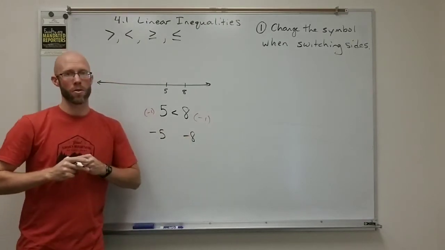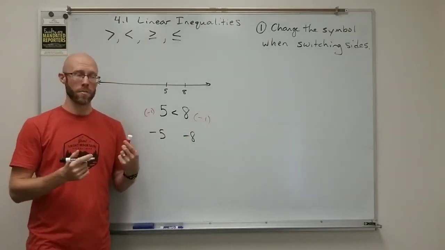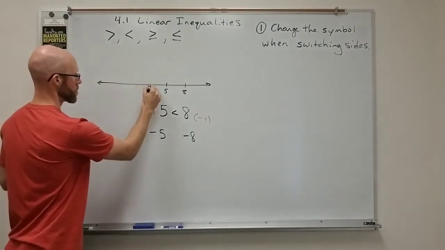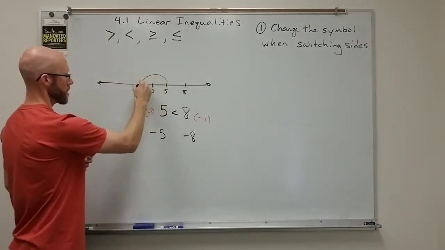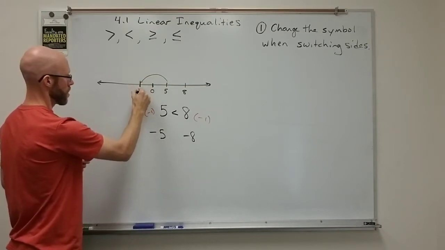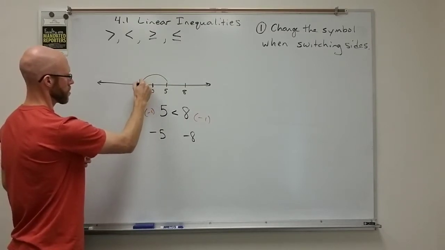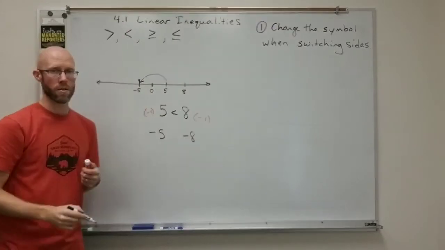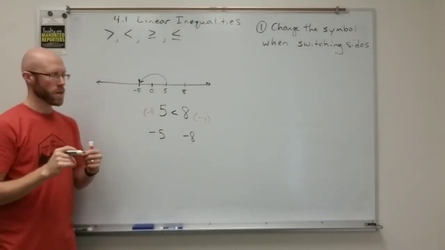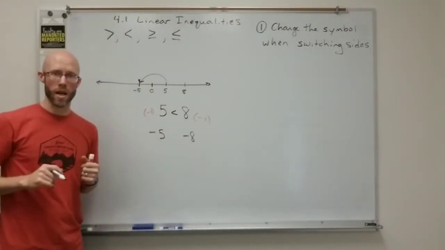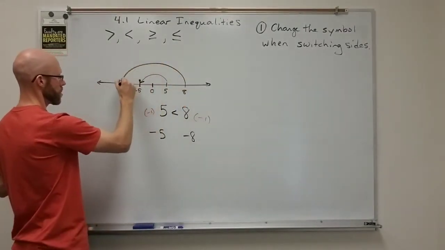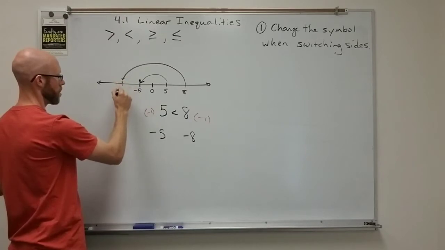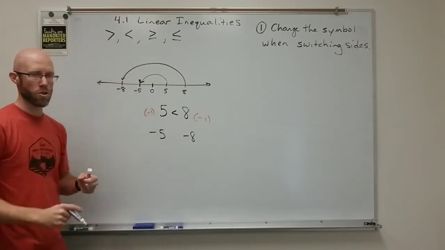Well, think about where those two numbers are on the number line. Let's put a 0 in here somewhere. 5 and -5 are equal distance from 0, but on either side of it. Same with the 8. 8 and -8 are an equal distance from 0, but on the other side.